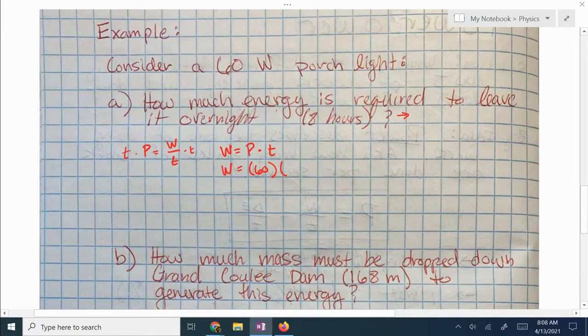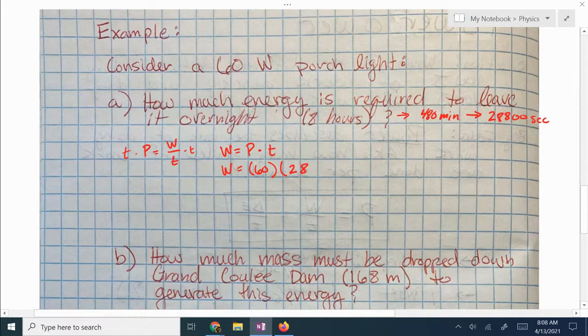I need to change that into seconds. So 8 hours, I'm going to do 8 times 60. That's going to turn that into 480 minutes. And then I'm going to multiply by 60 again. That's going to change it into seconds. So that's really equal to 28,800 seconds. So that's going to go here.